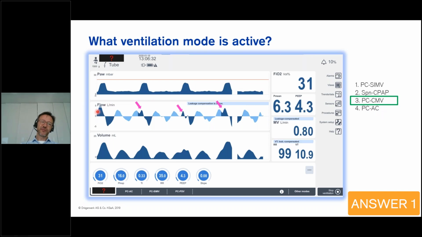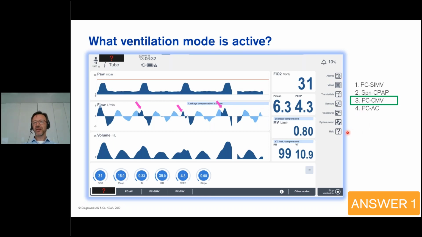You see here the flow curve. As I explained, this is an inspiration, inspiratory flow, expiratory flow. We see the first breath here is answered by the ventilator with a mandatory inspiration. The second flow here is a spontaneous flow, inspiration, expiration. But we see this spontaneous activity is not supported by the ventilator. Therefore, it can't be assist control, because in assist control mode, every spontaneous activity is supported by the ventilator. So in this case, it can't be assist control.